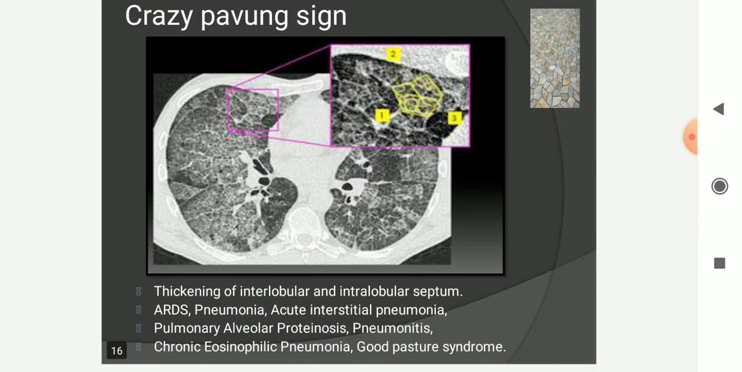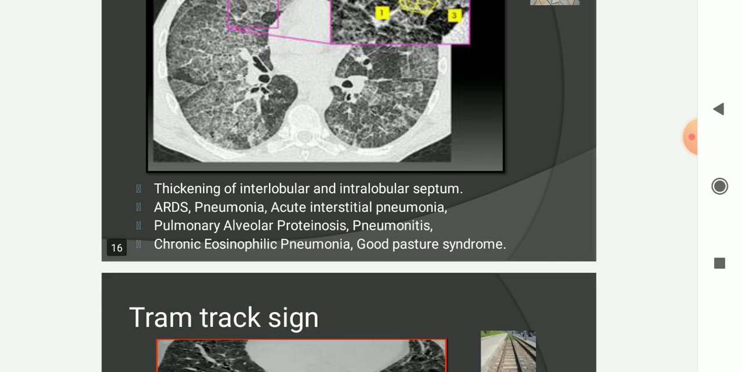Another sign is the crazy paving sign. The crazy paving sign is a CT scan image of your lungs, caused by thickening of the interlobular and intralobular septa. It may be seen in acute respiratory distress syndrome, pneumonia, acute interstitial pneumonia, pulmonary alveolar proteinosis, pneumonitis, chronic eosinophilic pneumonia, and Goodpasture syndrome.